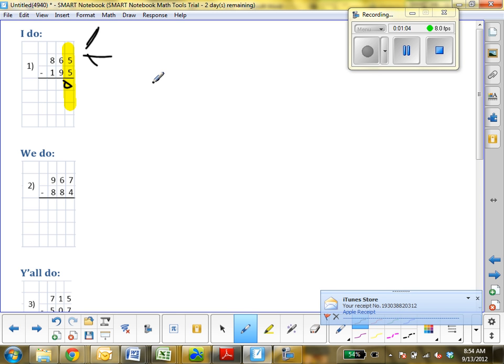Then I look at the next column and I say 6 take away 9. Raise your hand if you can do 6 take away 9. Chanel, what is 6 take away 9? The little number is supposed to be on the bottom. Can anybody do 6 take away 9? Some people might have learned how to do 6 take away 9. Yes?